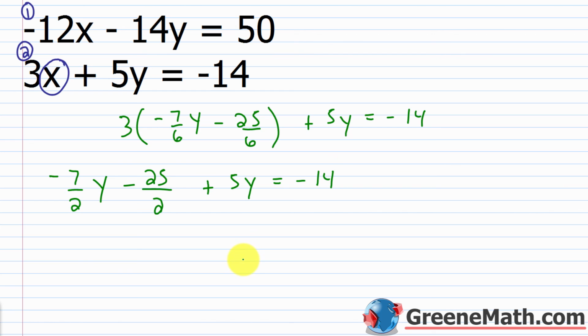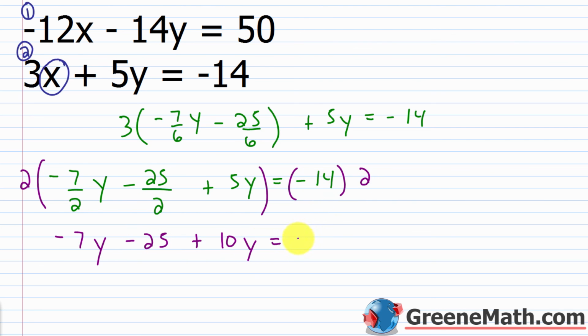So the easy thing to do here is just to clear that denominator of 2 from each of these. So I'm going to multiply both sides of the equation by 2. Get rid of that. 2 times negative 7 halves is negative 7, then times y. 2 times negative 25 halves is minus 25. Plus 2 times 5y is 10y. This equals 2 times negative 14, which is negative 28. So now negative 7y plus 10y is 3y. Then minus 25 equals negative 28.